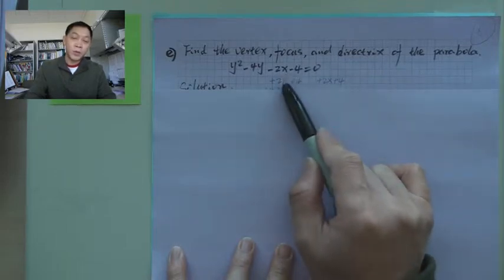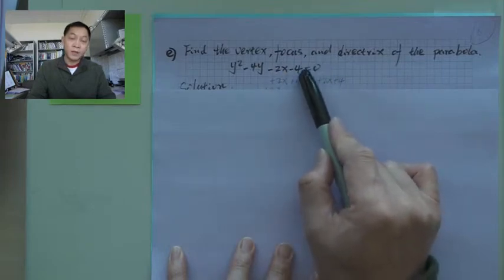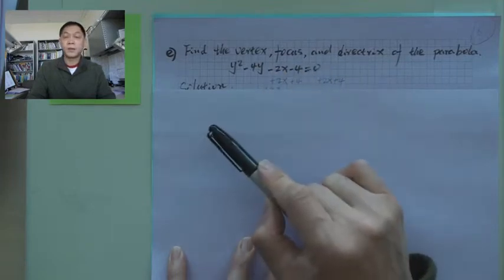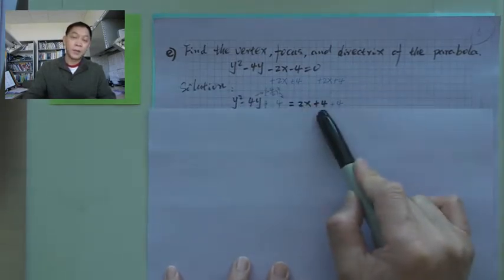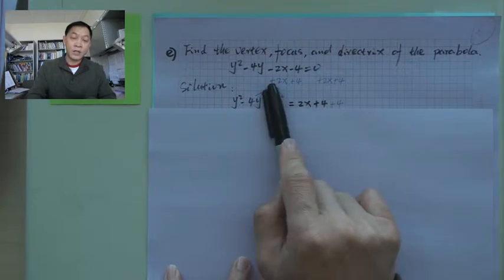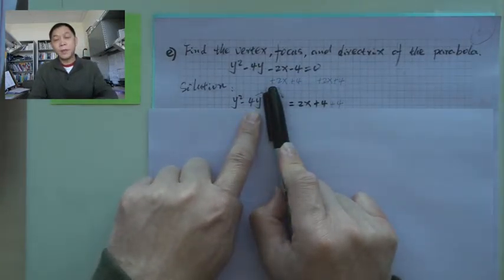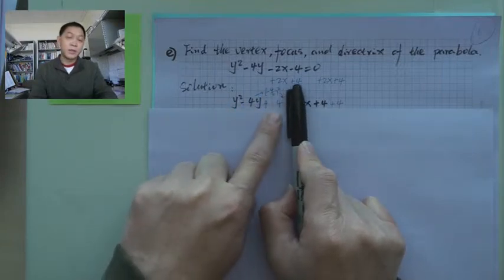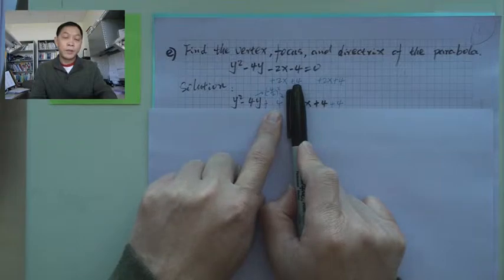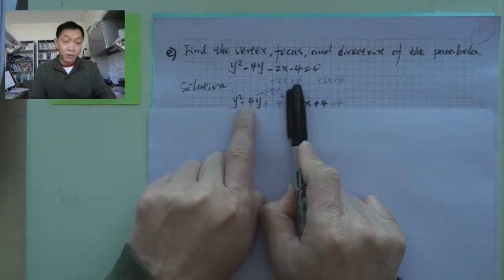Then you get positive 2x, negative 2x cancel each other. Positive, negative 4 cancel each other. So you then have 2x plus 4 on the right. Left hand side is just y squared minus 4y. We need to complete the square, so we need a constant. How do we get this constant? You use 2 to divide this coefficient of y.